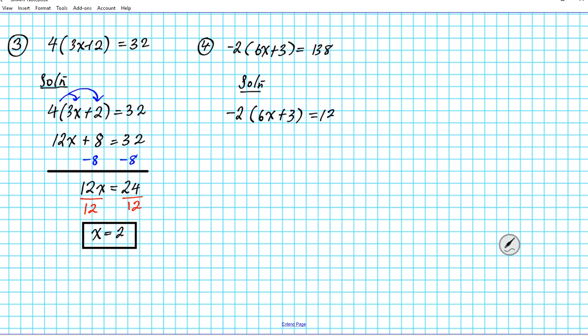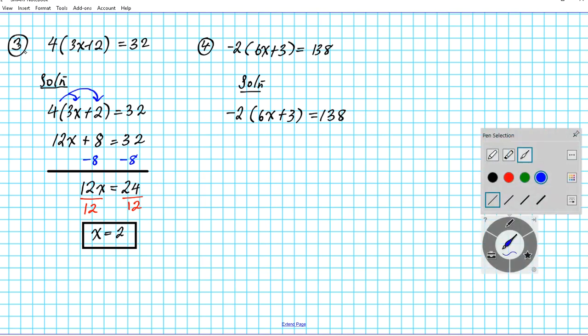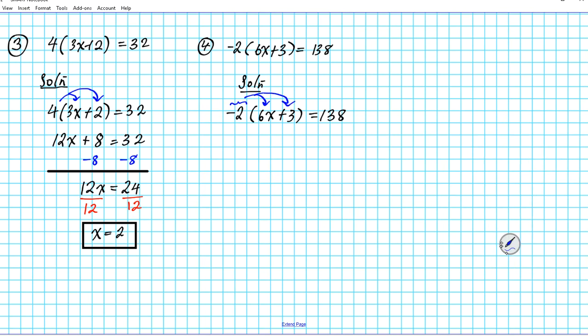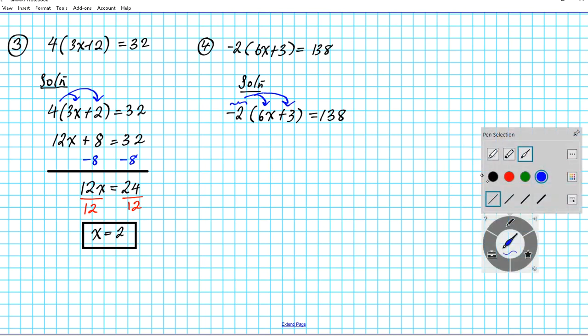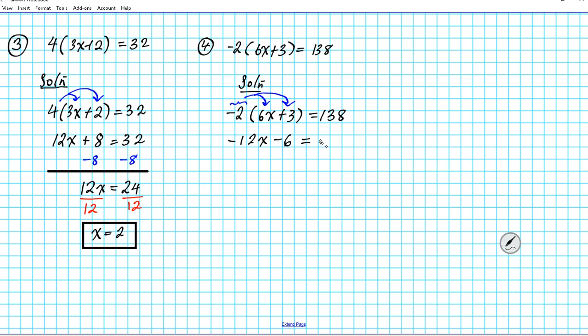Now to get rid of the parentheses, we're going to use the same step that we used in the previous example number 3. We're going to distribute not just 2 but negative 2. Alright, we're going to distribute negative 2 to positive 6x and positive 3. So please do not forget the sign when distributing. Okay, negative 2 times 6x is going to yield negative 12x. And then negative 2 times positive 3 is negative 6. Remember, whenever you multiply numbers with different signs, the resulting sign is always negative.